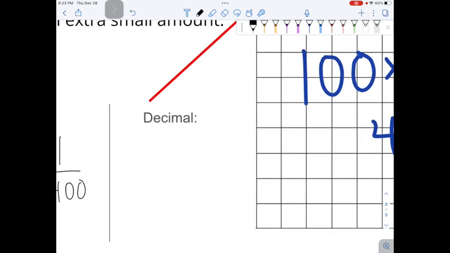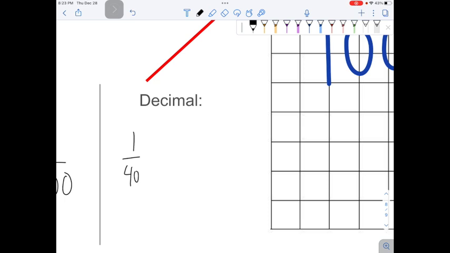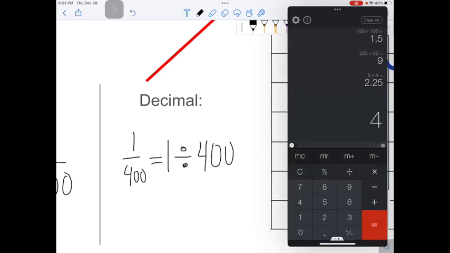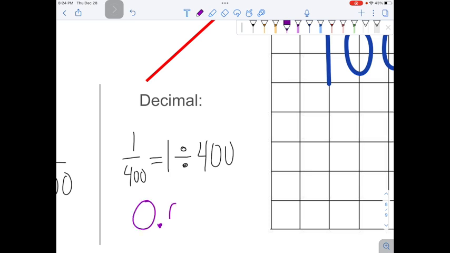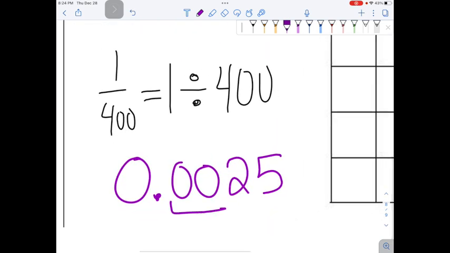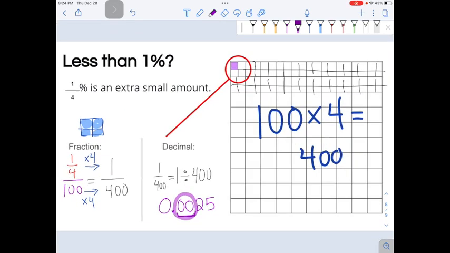So for the decimal, I have 1/400. That's the same as 1 divided by 400. In my calculator, 1 divided by 400 is 0 and 2 zeros, 25. It should be a really small decimal. You should have these zeros here. It looks like a smiley face. You should have these zeros right here because we have such a small amount of this square actually being colored in purple. I'll make these go away again so it's not quite so confusing.